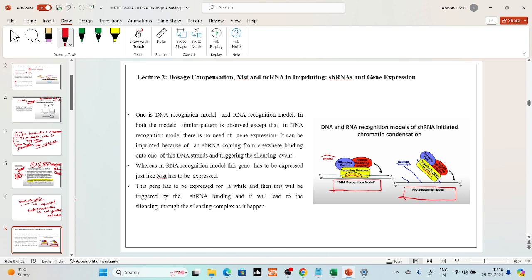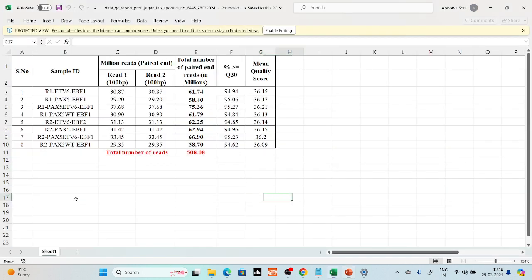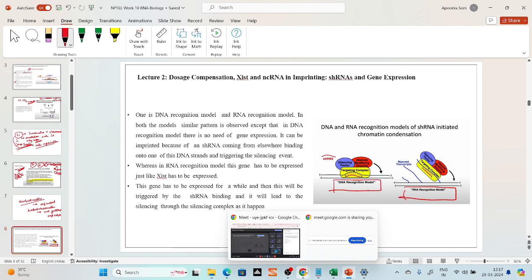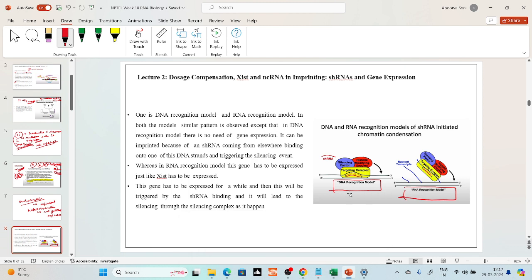Anything that you can assume by seeing just the figure and the name? It's a DNA, it's an RNA. What should be the difference? Anybody who wants to try? What would be the difference between a DNA recognition model and an RNA recognition model?